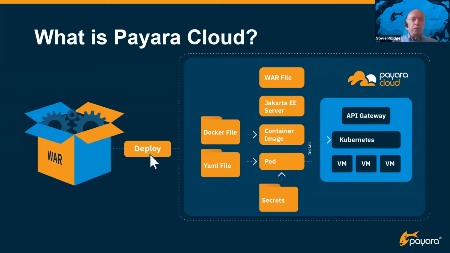And within the demo, what we're running on is Azure. So what we do is we take your WAR file, we inspect it, we basically combine it with a container image to create pods, and then we deploy those onto Kubernetes. We configure it through the secrets all through the Payara Cloud interface, and then your application is just running on a Kubernetes infrastructure within a public cloud.